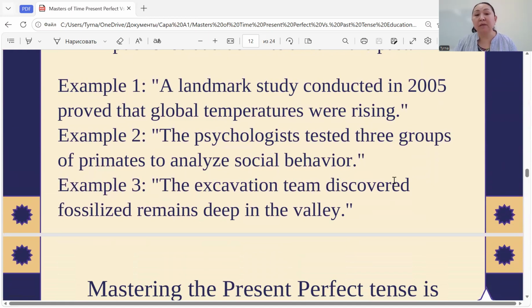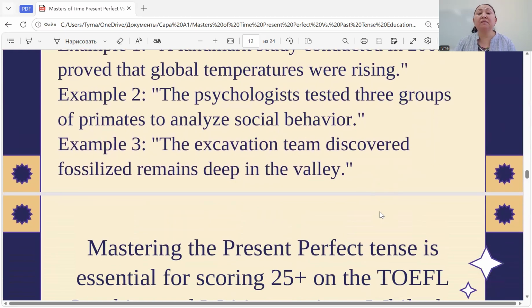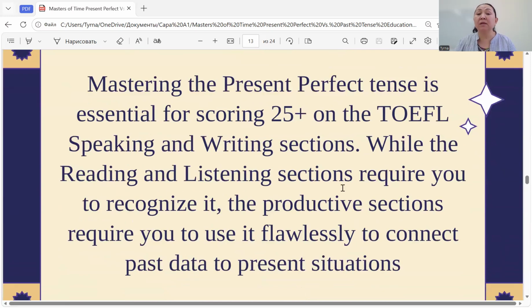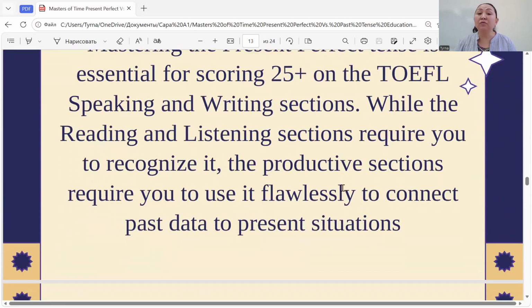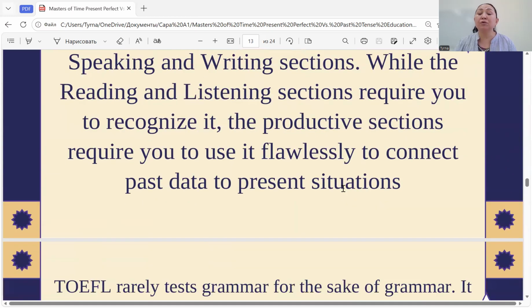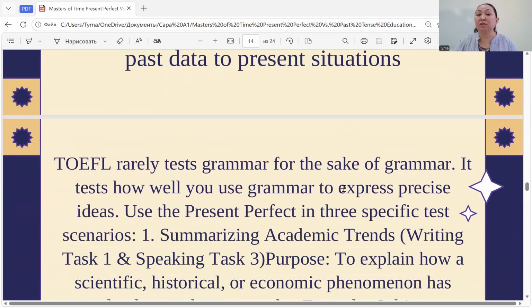In the next example, the excavation team discovered fossil remains deep in the valley. Mastering the present perfect tense is essential for scoring 25 plus on the TOEFL speaking and writing sections. While the reading and listening sections require you to recognize it, the productive sections require you to use it closely to connect past data to present situations.